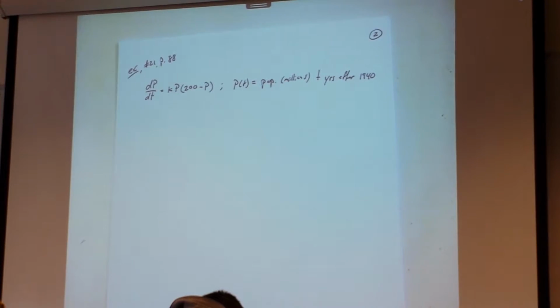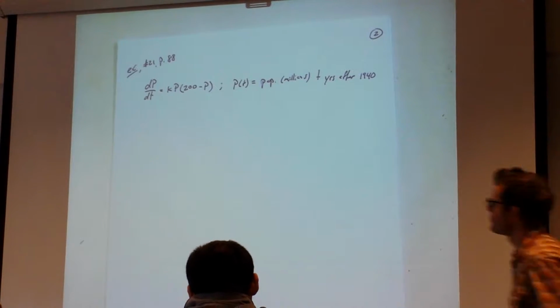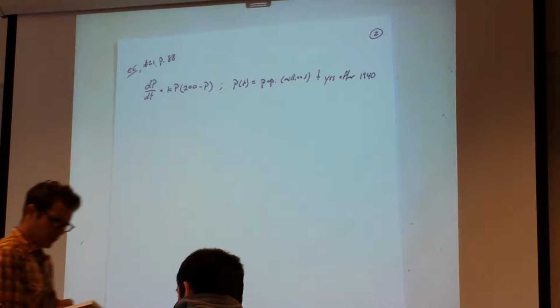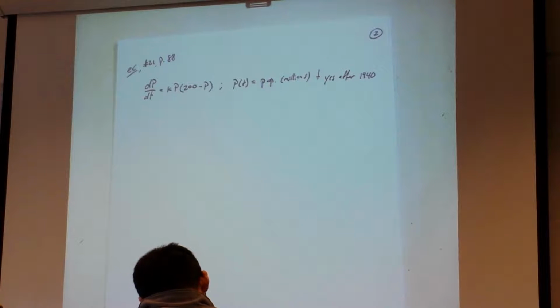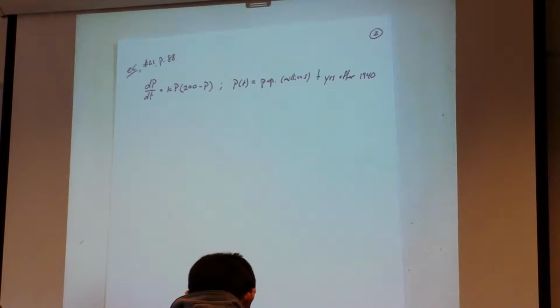Okay, so what does number 88 ask of us? I didn't get my book out. Oh, sorry, number 21 on page 88. The country's population for the year 2000, growing at a rate of 1 million per year. So it gives you some initial conditions. Number 21, suppose that the population satisfies that differential equation with k as a constant. Its population in 1940 was 100 million.